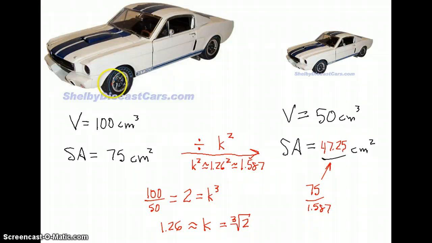Like if I knew the diameter of this wheel, divide that by 1.26, I get this. The area of this hood, divide that by 1.587, I get the area of this hood. The volume of the airspace inside, divide that by 2, and get the volume of the airspace inside here.